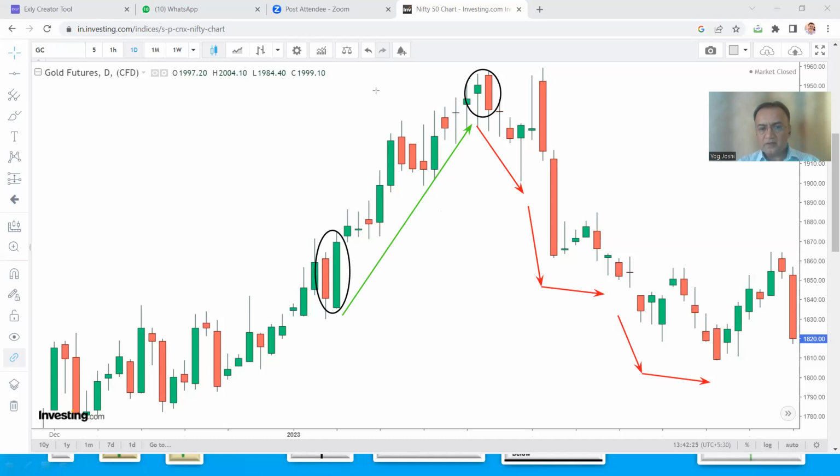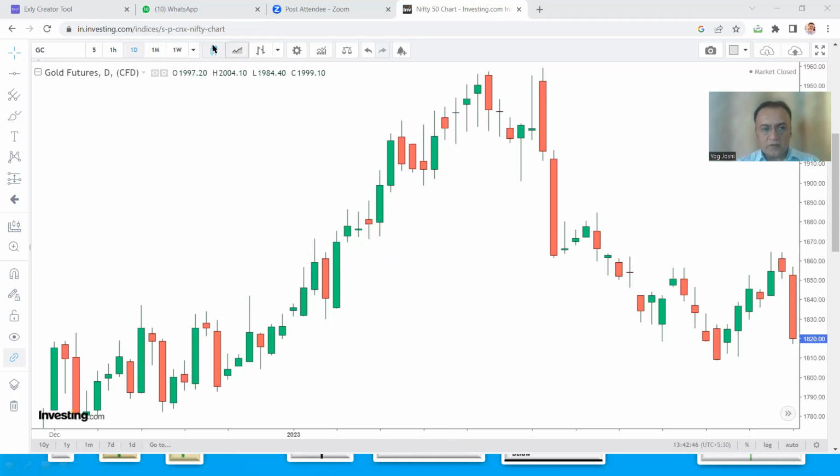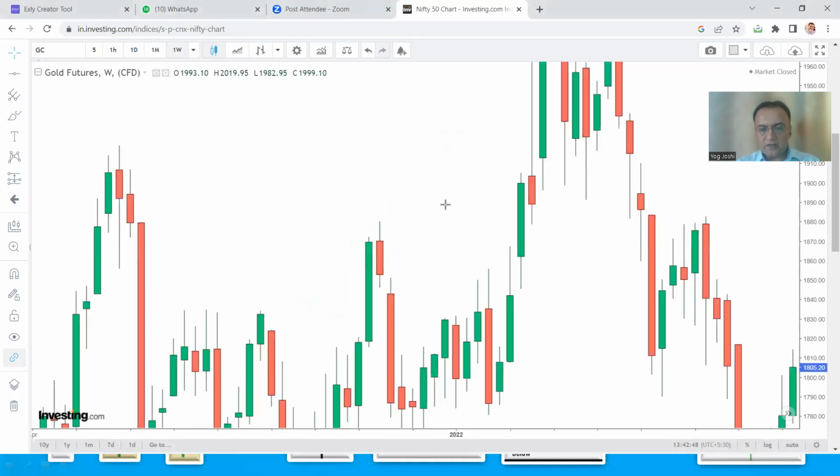Yes, bullish engulfing. Yes, this is a clear cut bullish engulfing. I am highlighting it with a green circle. This is a clear cut bullish engulfing candle. Right. Fine. Okay. We are now going to discuss all these things in a weekly chart, right?